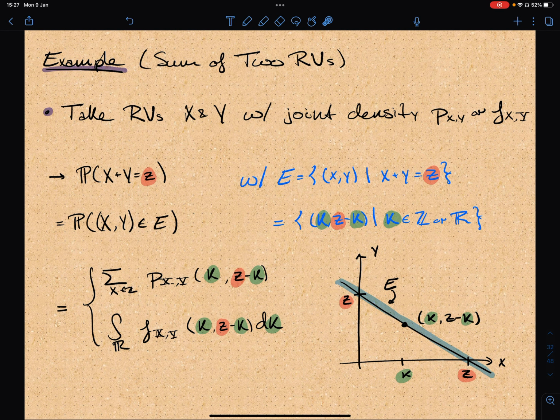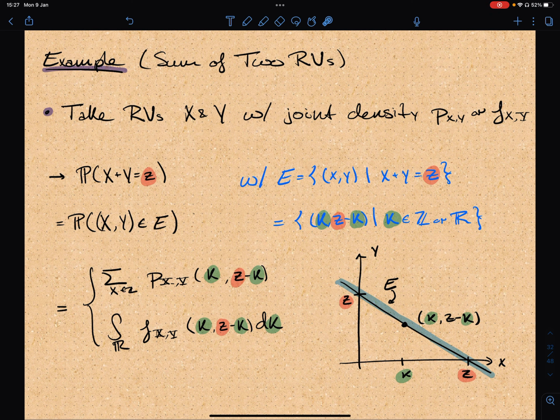One typical example is the sum of two random variables. Let's switch back to sum of two random variables. In here, we have our two random variables x and y, and we have a joint density, which is going to be the density function of x and y. And what we want to compute is the probability that x plus y is equal to c, some real number.